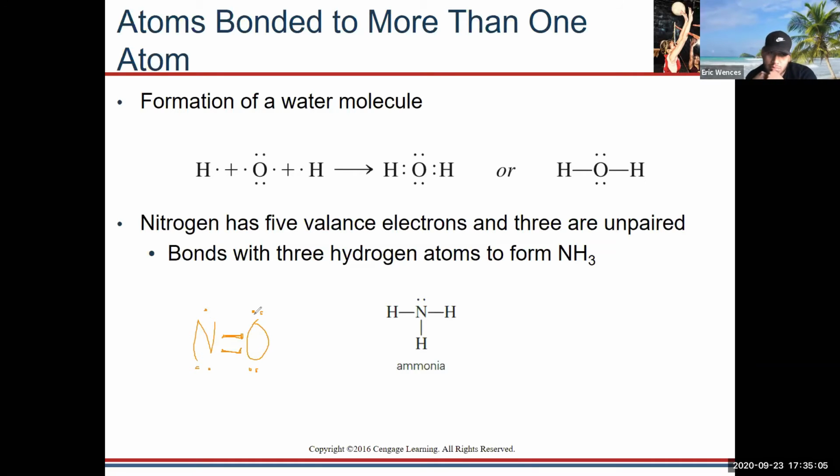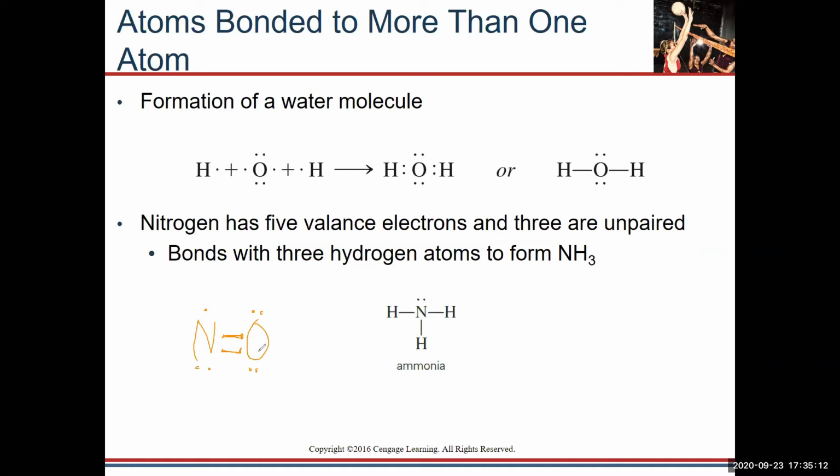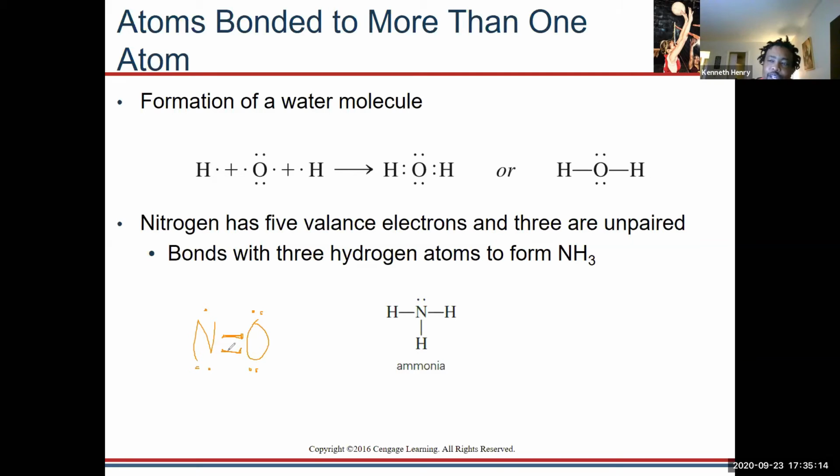I actually got it, but I wasn't confident enough to tell you. Okay, so then you have 2, 4, 6, 8 around oxygen, and then you have 2, 4, 6, 7 around nitrogen. So that is the best that you can do under those circumstances.